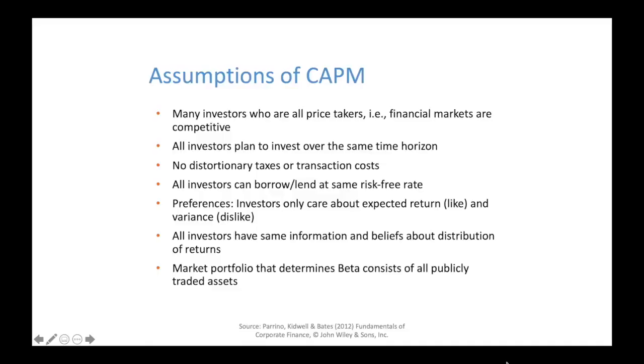The CAPM model has a few assumptions, including: 1. Many investors who are all price takers, meaning financial markets are competitive. 2. All investors plan to invest over the same time horizon. 3. No distortionary taxes or transaction costs. 4. All investors can borrow and lend at the same risk-free rate. 5. Investors only care about expected return and variances. 6. All investors have the same information and beliefs about the distribution of returns. And 7. A market portfolio that determines beta consists of all publicly traded assets.